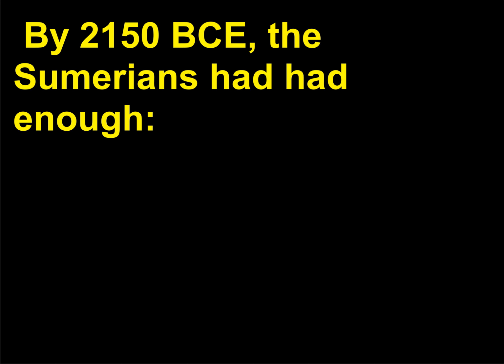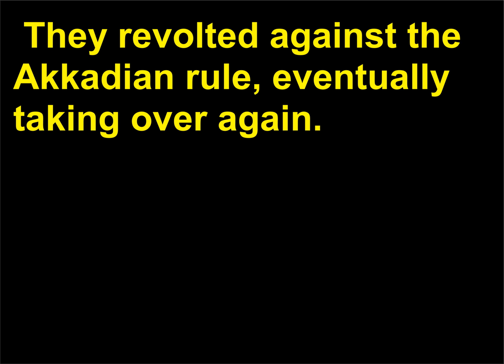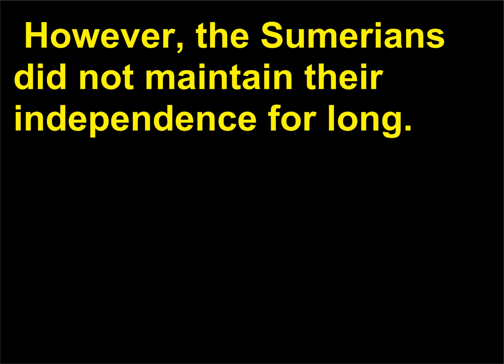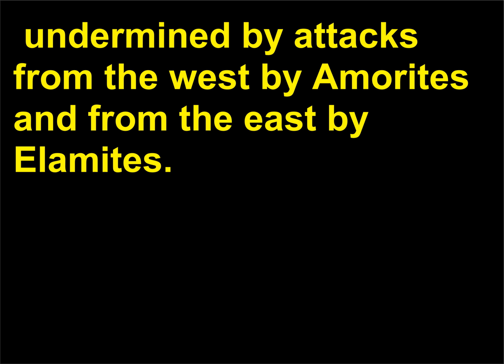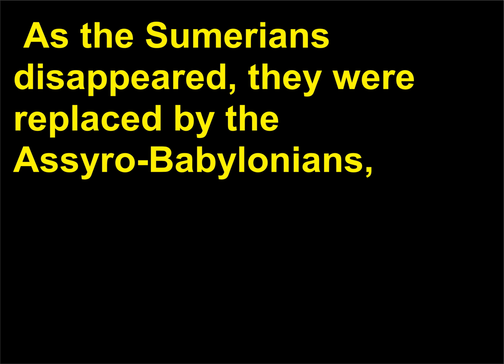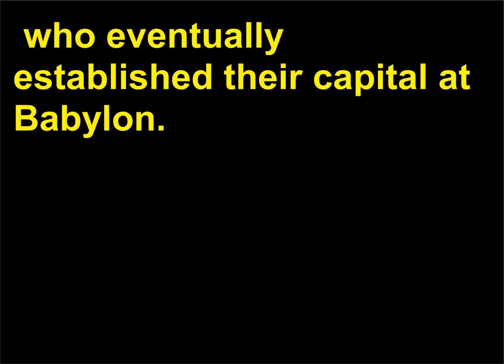By 2150 BCE, the Sumerians had had enough. They revolted against the Akkadian rule, eventually taking over again. However, the Sumerians did not maintain their independence for long. By 2000 BCE their empire had collapsed, undermined by attacks from the west by Amorites and from the east by Elamites. As the Sumerians disappeared, they were replaced by the Assyro-Babylonians, who eventually established their capital at Babylon.